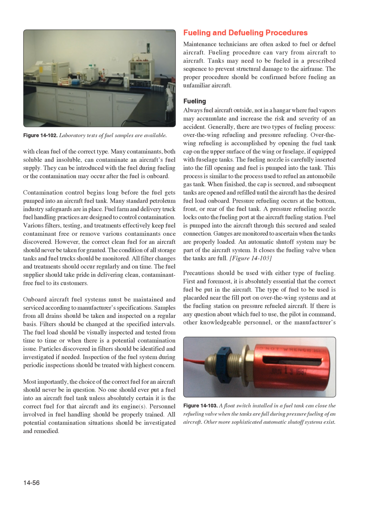Onboard aircraft fuel systems must be maintained and serviced according to manufacturer specifications. Samples from all drains should be taken and inspected on a regular basis. Filters should be changed at the specified intervals. The fuel load should be visually inspected and tested from time to time or when there is a potential contamination issue. Particles discovered in filters should be identified and investigated if needed. Inspection of the fuel system during periodic inspections should be treated with highest concern.